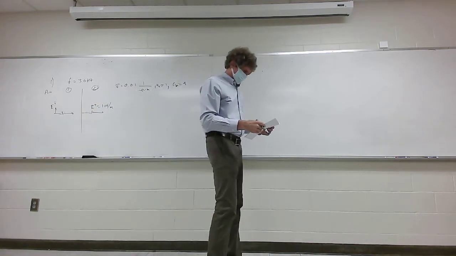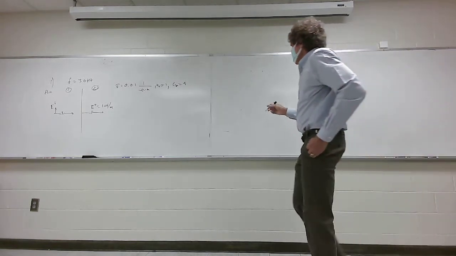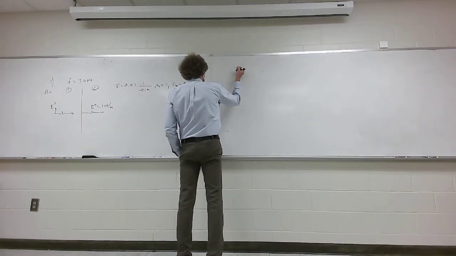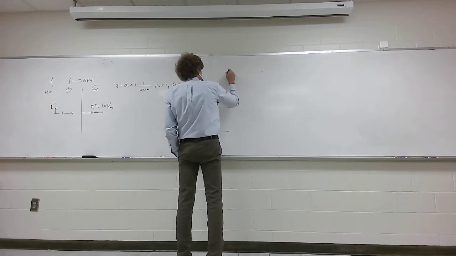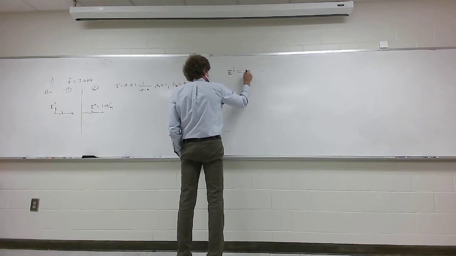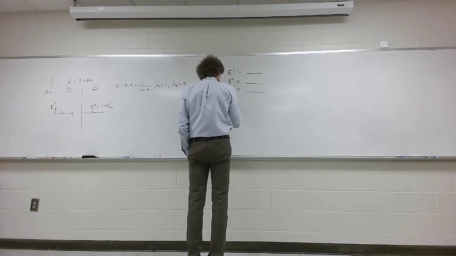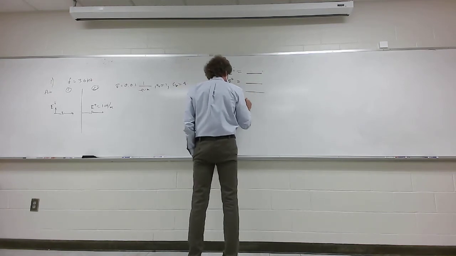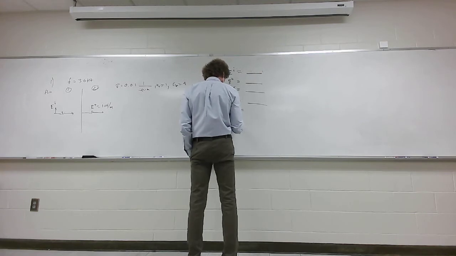And then they want, you can tell me what they want, but basically they want a bunch of information about incident and reflected power in fields. So I'm going to just list this: E incident, E transmitted, we know. E reflected, don't know. P incident, this is going to be average power. P reflected, and then P transmitted.